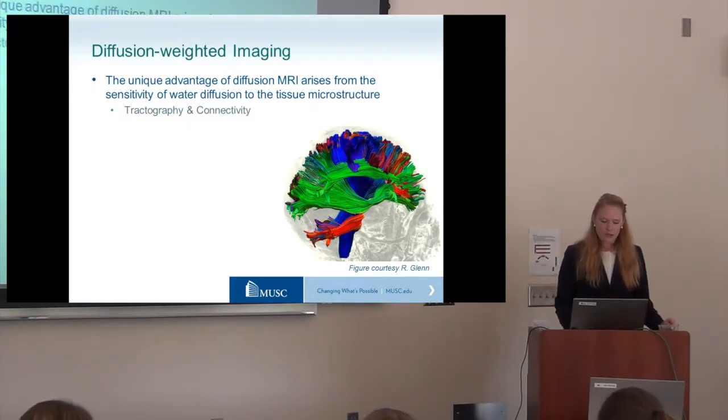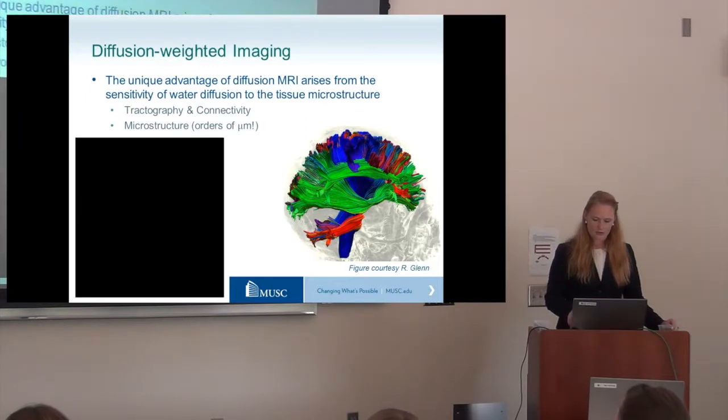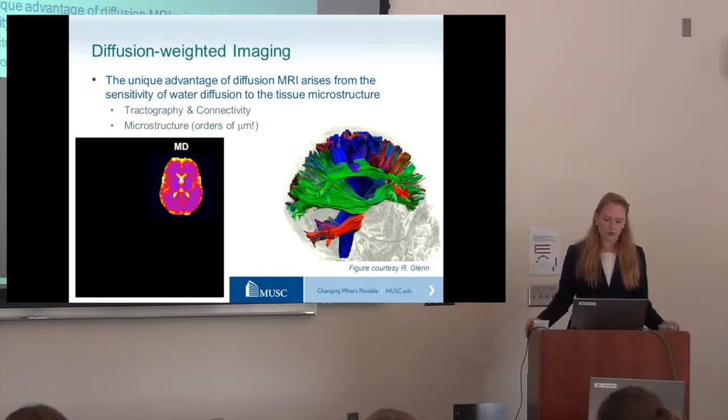The other thing you can do with diffusion MRI is measure microstructure. Many of you have probably heard of the next couple of terms. A simple measure of microstructure would be mean diffusivity, something we can calculate using diffusion MRI, showing you a measurement of the average speed of the molecules in each voxel.